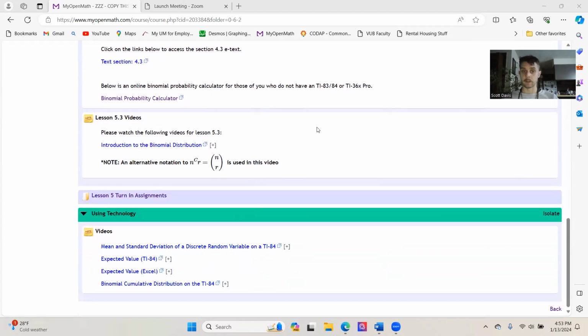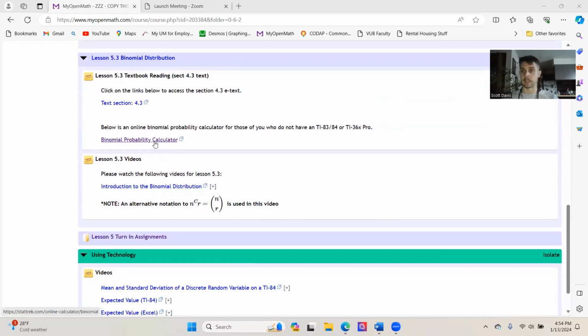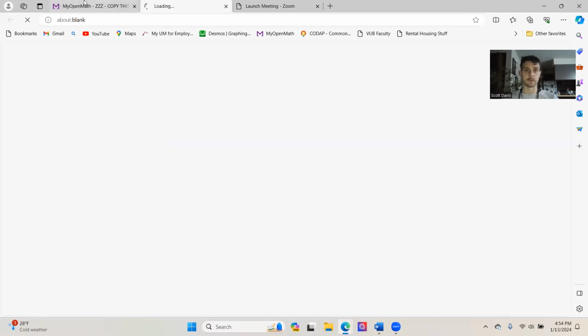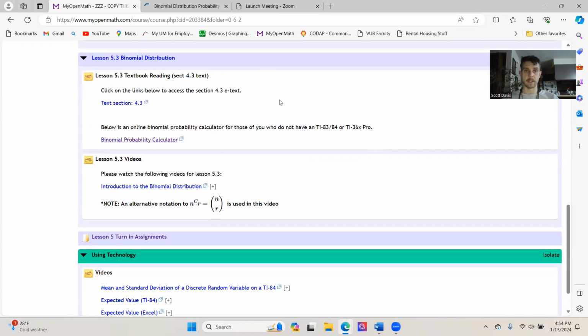And there's some resources down here to find the mean and standard deviation on your 84, the expected value on the 84 and in Excel, and the binomial cumulative distribution on the TI-84. Note, there is another binomial probability calculator that you can use if you don't use an 83 or 84.